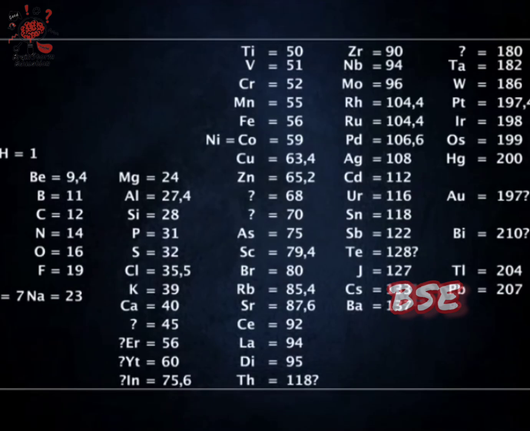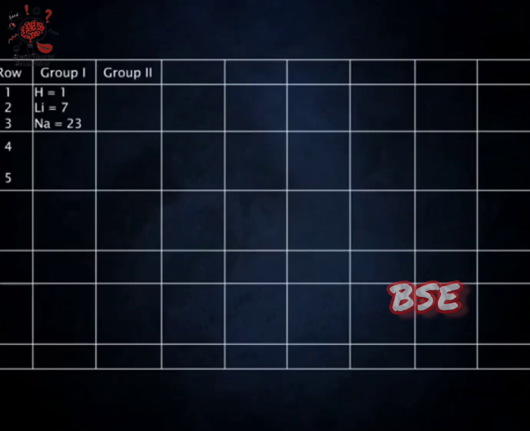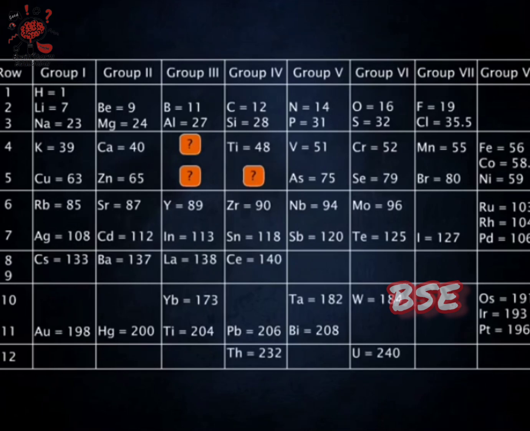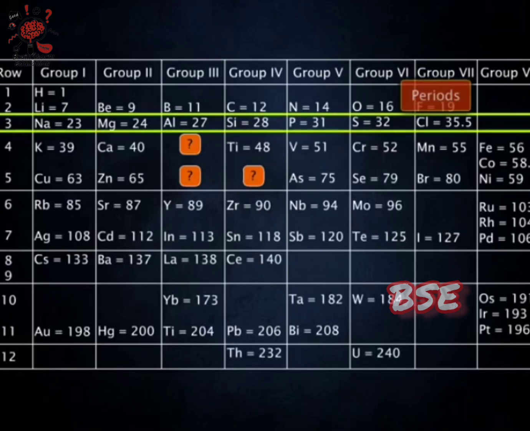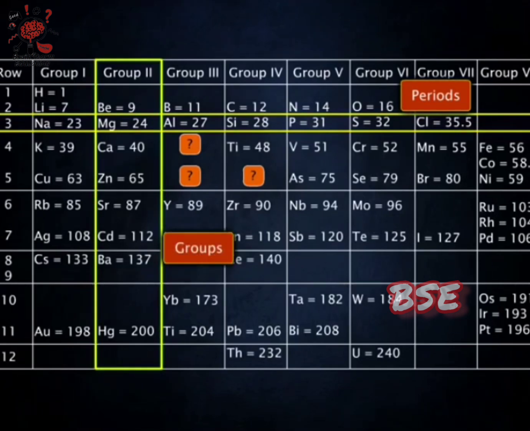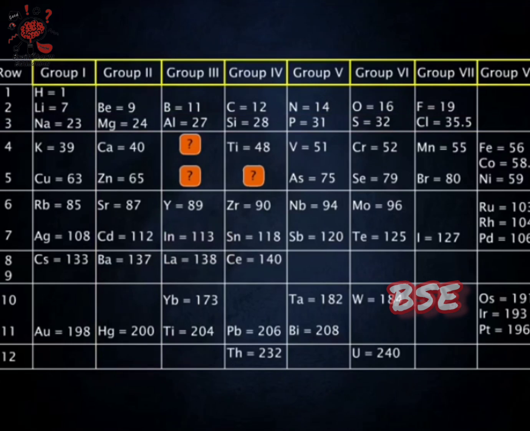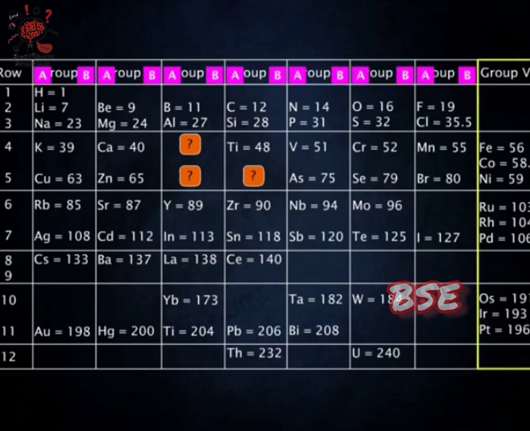Here is Mendeleev's periodic table. It is rotated clockwise 90 degrees so that it is easier to understand. It consists of rows of elements called periods and vertical columns known as groups. There are 8 groups numbered 1 to 8. Groups 1 to 7 were divided into subgroups A and B. Group 8 contains triads of elements.